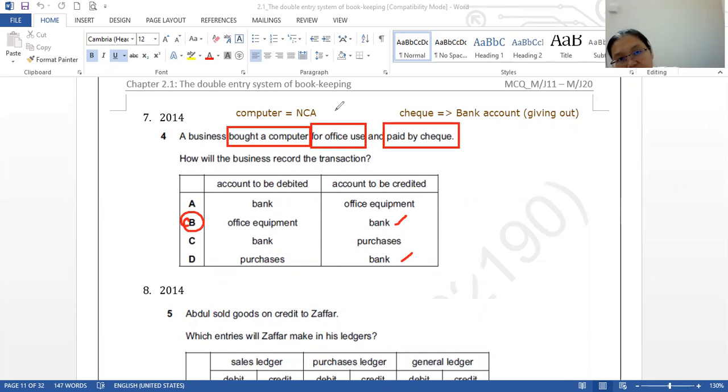If they change this one for resales, then the answer will be D. But because this one is for office use, your answer will be office equipment.